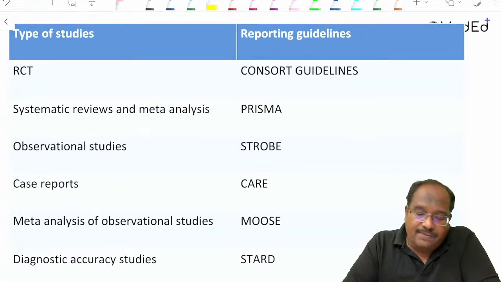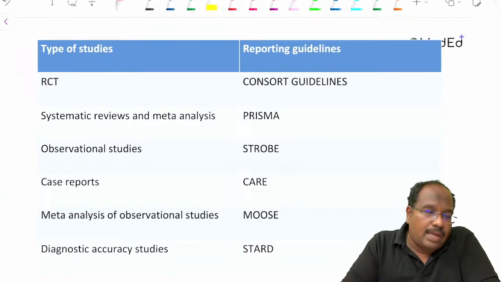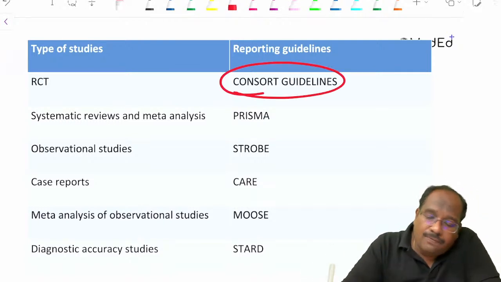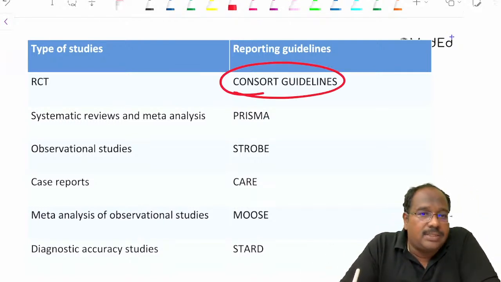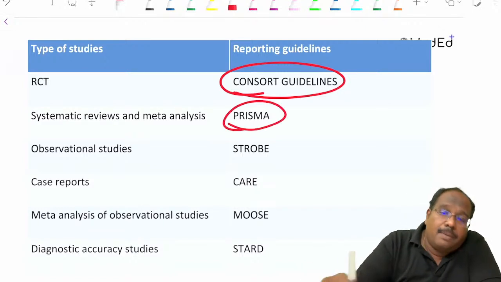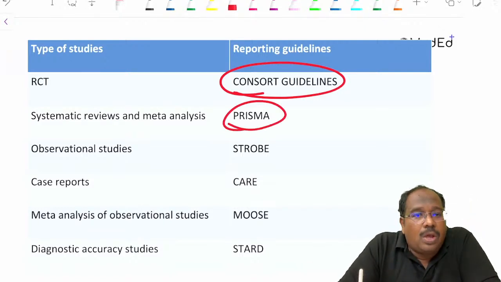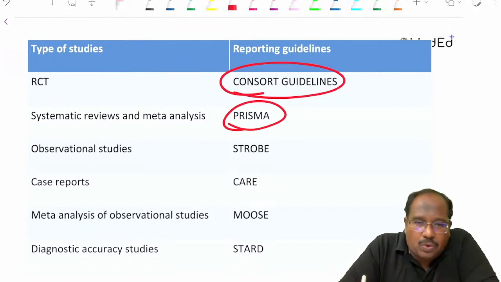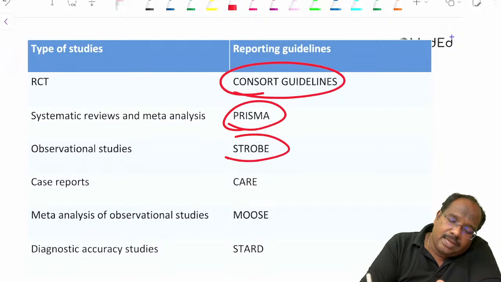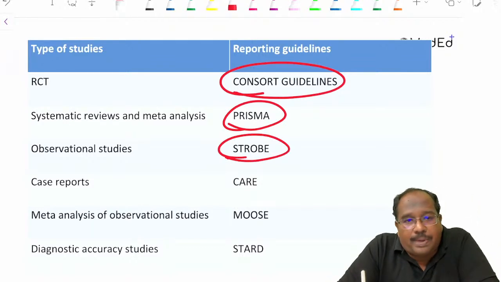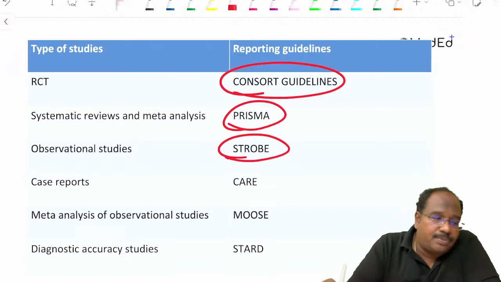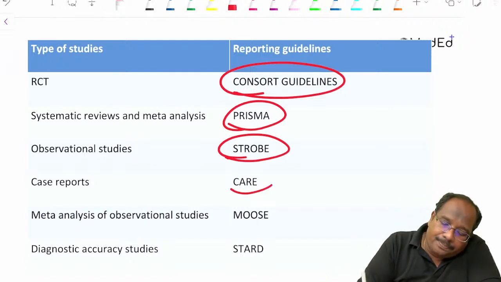For RCT, whenever I am reporting an RCT, I should go with CONSORT guidelines. If I am writing a systematic review or meta-analysis, I should go with PRISMA guidelines. Observational studies, case control study, cohort study, I can use STROBE guidelines. If I am going for case reports, I can go for CARE.